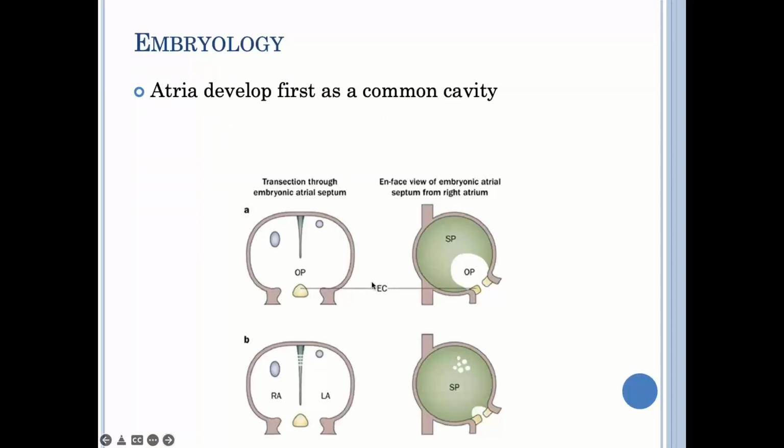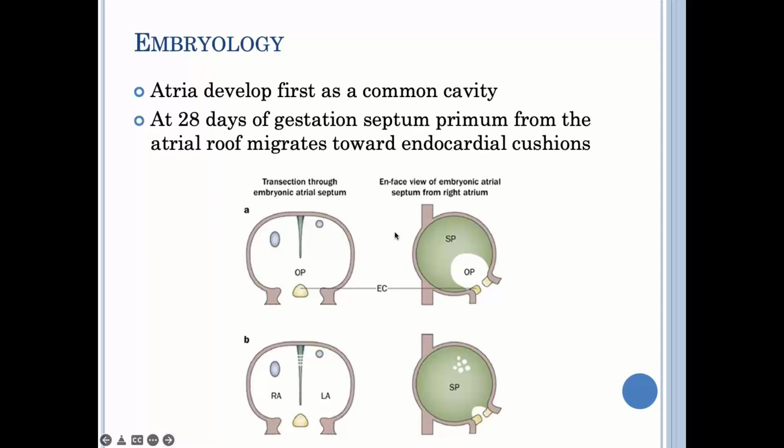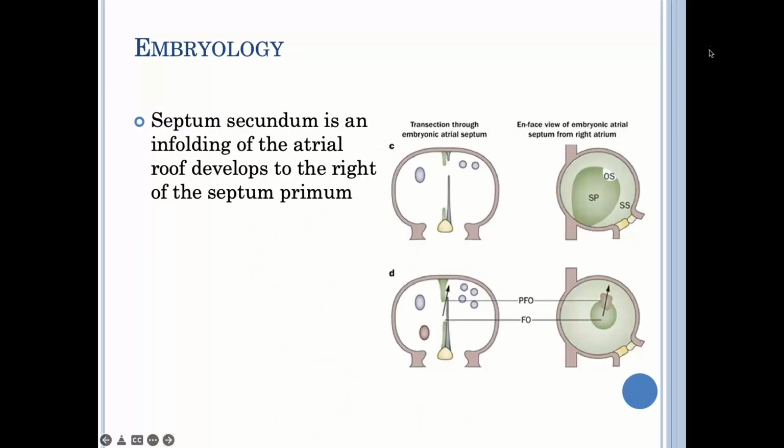So in terms of embryology, I'll keep it brief and try to make it as applicable as possible. But essentially, the atria develop as a common cavity. At around 28 days of gestation, septum primum starts forming, and it comes down from the roof and starts migrating towards the endocardial cushions, as you can see in the image here. And then septum secundum, which is an infolding of the atrial roof and not actually a true membranous structure, starts developing, and it's usually to the right of the septum primum.